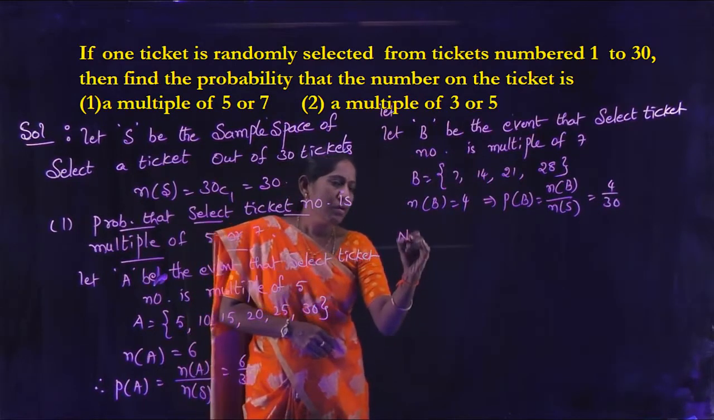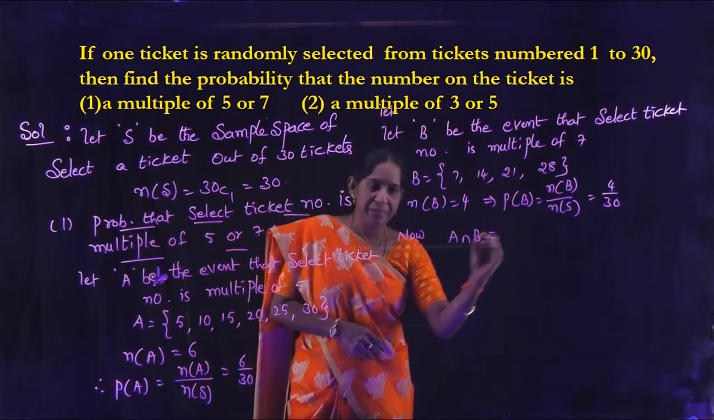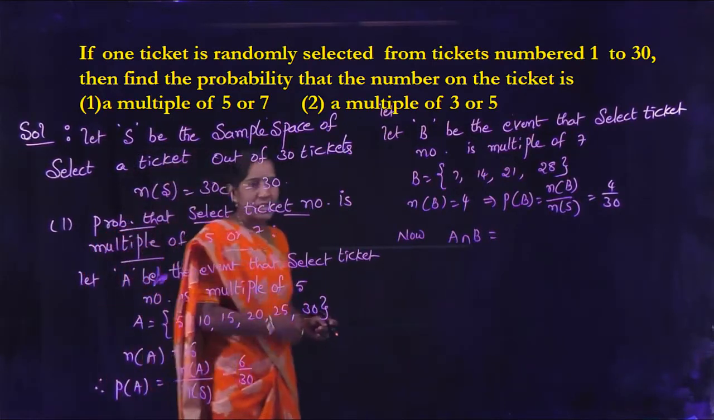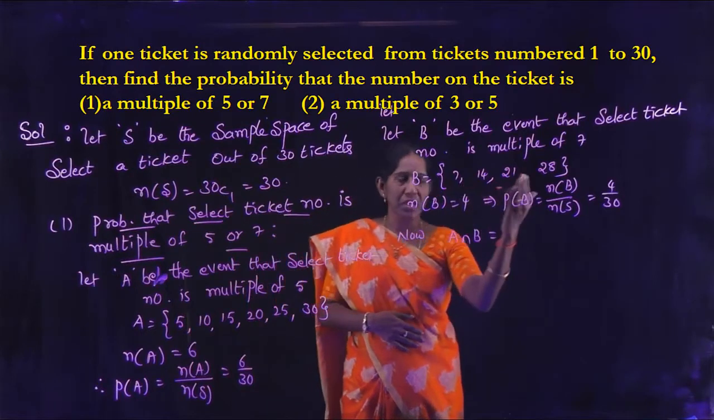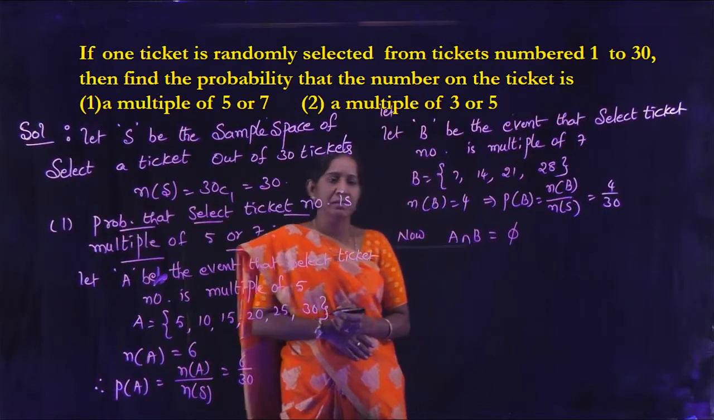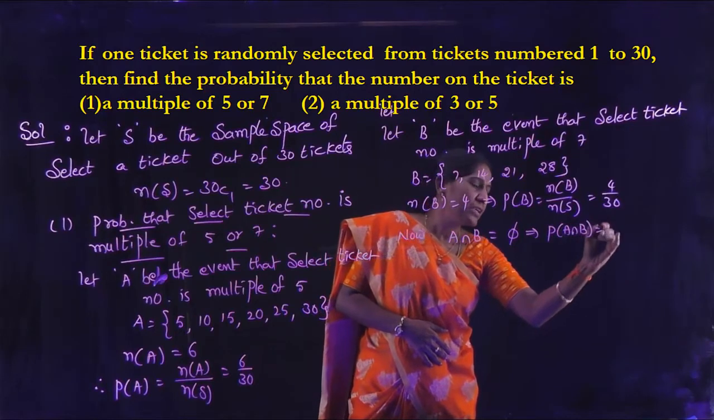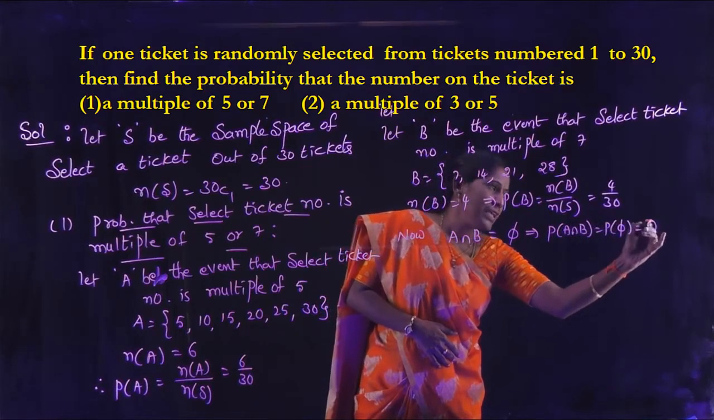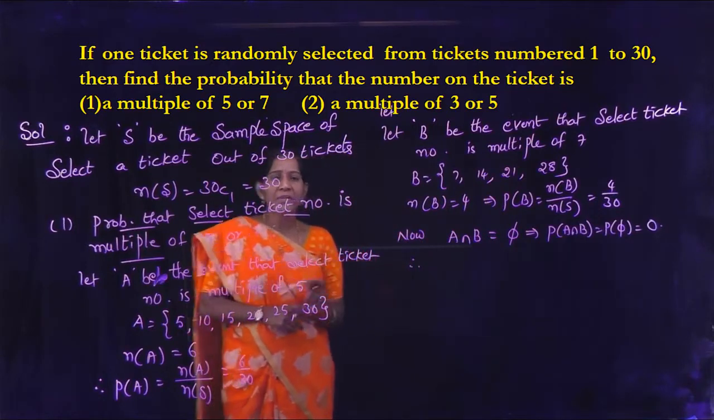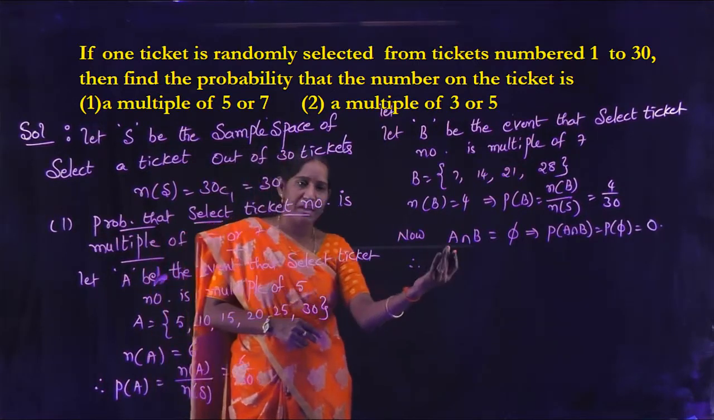Now, from these two events A and B, we can write A intersection B. A is 5, 10, 15, 20, 25, 30 and B is 7, 14, 21, 28. So A intersection B equals phi. That implies P(A intersection B) equals P(phi), that value is 0.